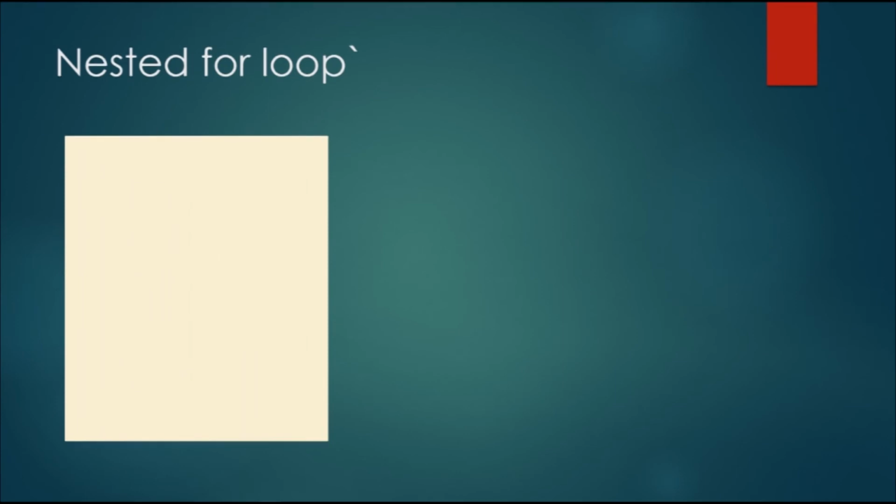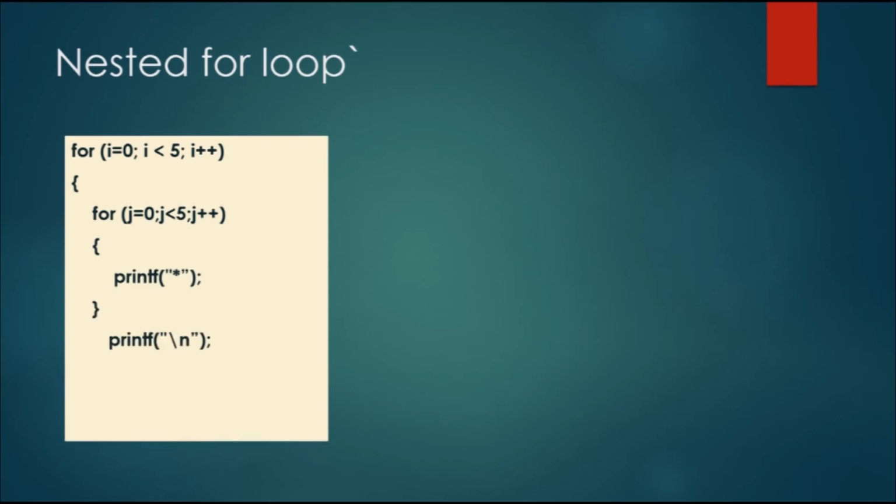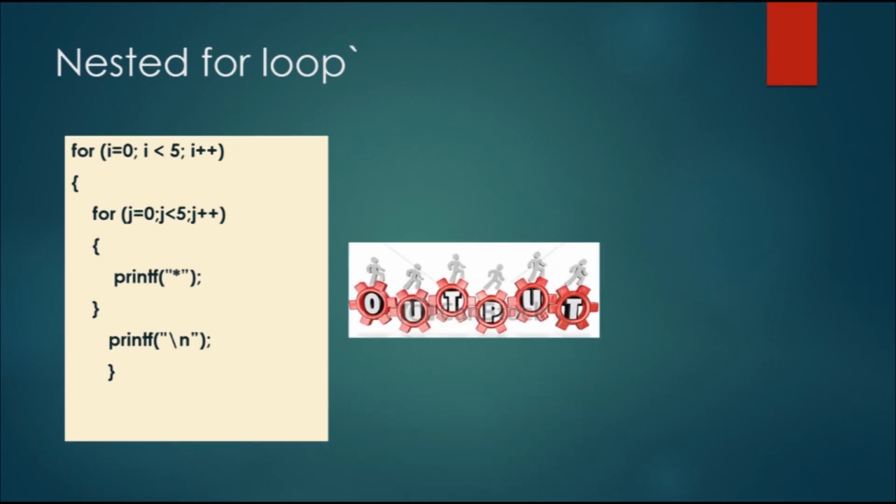Let's take an example of a nested for loop. In this code, variables i and j control the outer and inner loop respectively. For each outer loop variable, the inner loop is executed 5 times. That is, for i equal to 0, j is equal to 0, 1, 2, 3, 4. Then for i equal to 1, j is equal to 0, 1, 2, 3, 4, and so on. The output of the above code is 5 stars in the form of 5 rows and columns.